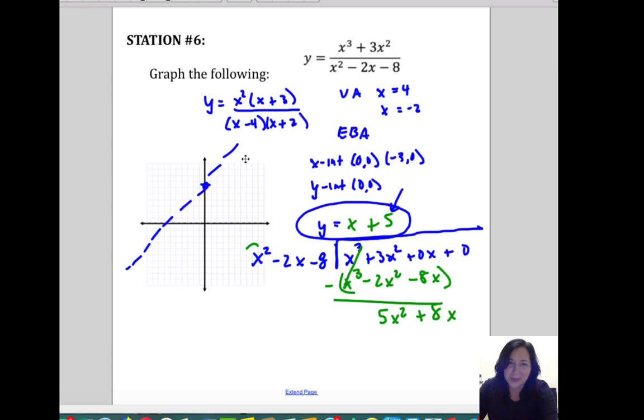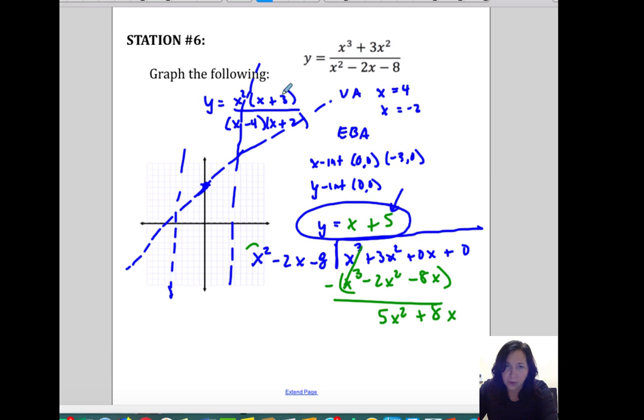Okay, maybe I just erased that. And then we also have a vertical asymptote at x equals 4, so that's up and down like this. Okay, this is happening like that, right? We also have a vertical asymptote at -2, so that's happening. What else do we know? This isn't a point, by the way. That's just where my graph crossed the y-axis.